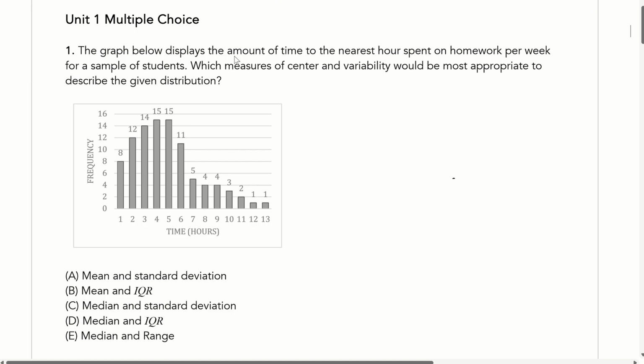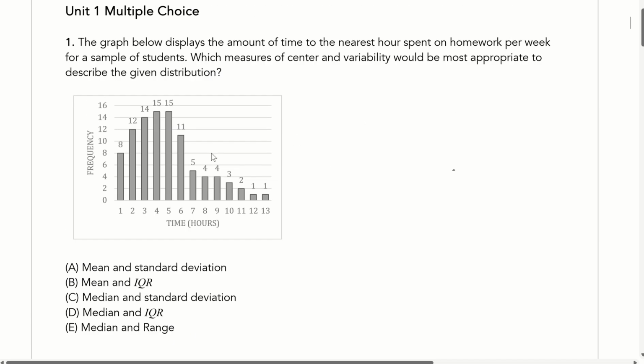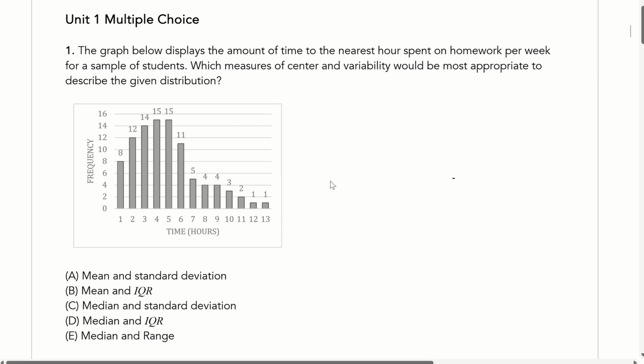Number 1, the graph that's below displays the amount of time to the nearest hour spent on homework per week for a sample of students. Which measure of center and variability would be most appropriate to describe the given distribution? I would suggest pausing and seeing if you can answer the question and get it right, just to give yourself feedback.